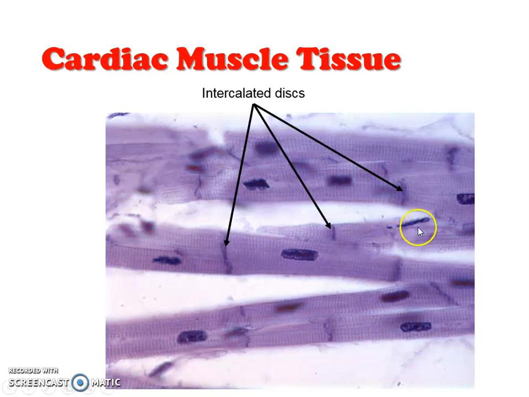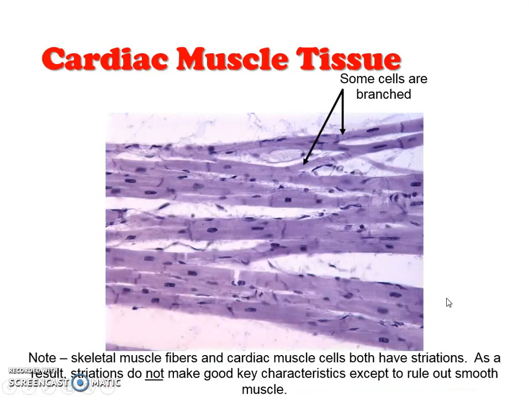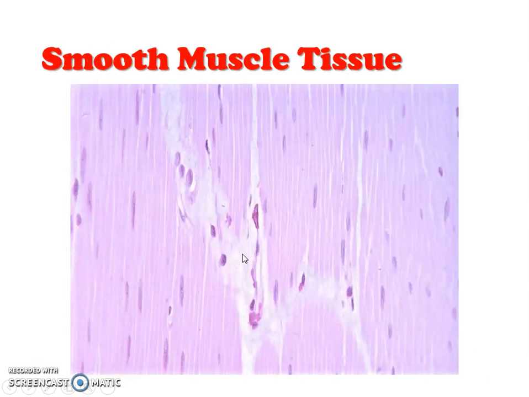The second characteristic is that these tissues are branched. Now, not all cardiac muscle tissue cells will be branched. But if you notice there, it's kind of a Y-shaped structure here, and there's a Y-shaped structure over here. This tells you that those are cardiac muscle cells. Now, taking a look at lower magnification, you can see even more branching taking place over here. These are very common examples of cardiac muscle tissue.